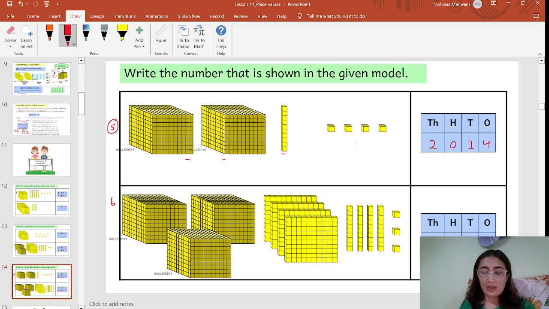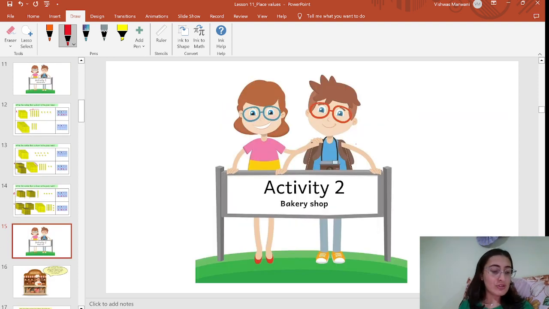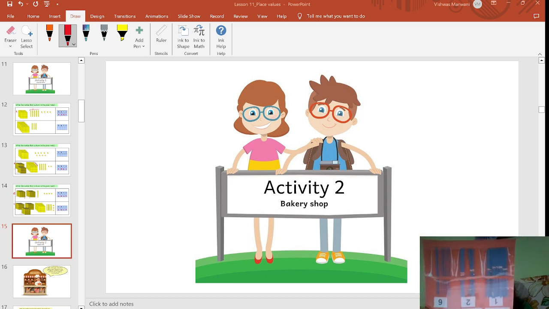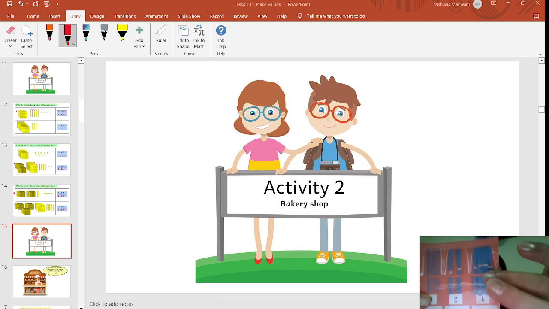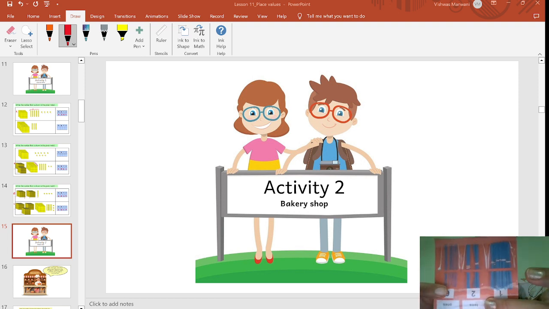Now, before we continue, let's revise this concept of place values and understand that in detail just once more before we proceed to our further exercises. This time we'll be using a different example. As you can see in front of you, I have straws. Okay, let's start from this one.